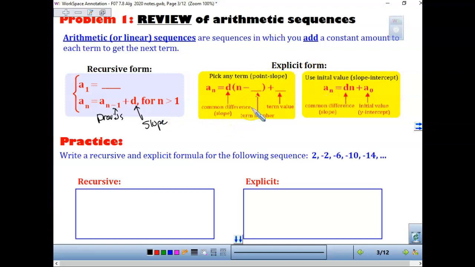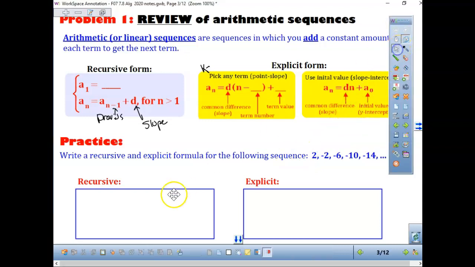The explicit, we could choose either one depending on it. A lot of times, this is the one that most of you chose, a sub n equals that common difference, the slope. A lot of you went with n minus 1 plus, and then you told me what the first term was. How did we get n minus 1? Because when we looked at the recursive formula, we could see over here. So it says if we're going to practice writing a recursive formula for this sequence, what would we say our beginning term is, our a sub 1, if we are looking at this?